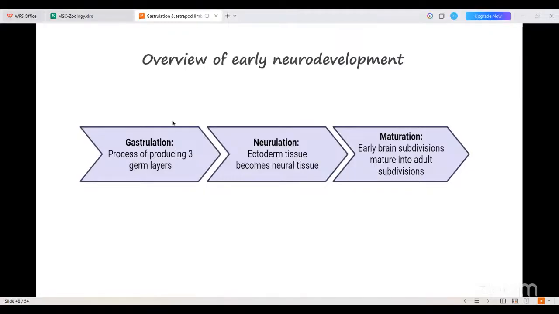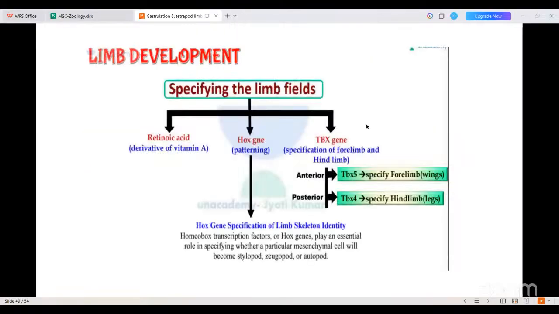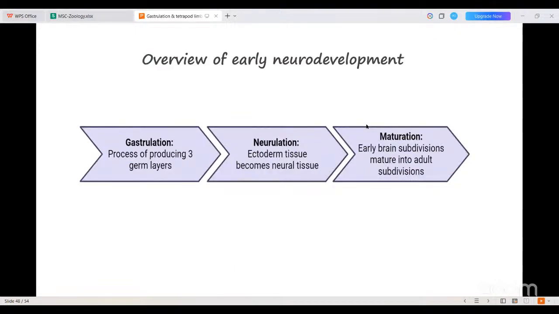Overview of what we did till now, the neurodevelopment: gastrulation produces neurulation, and neurulation is going to mature to form the brain cells. After that, we'll be talking about limb development, which will be done in the next class. So this was about how gastrulation gives rise to the germ layers: the ectoderm, the mesoderm, and the endoderm.